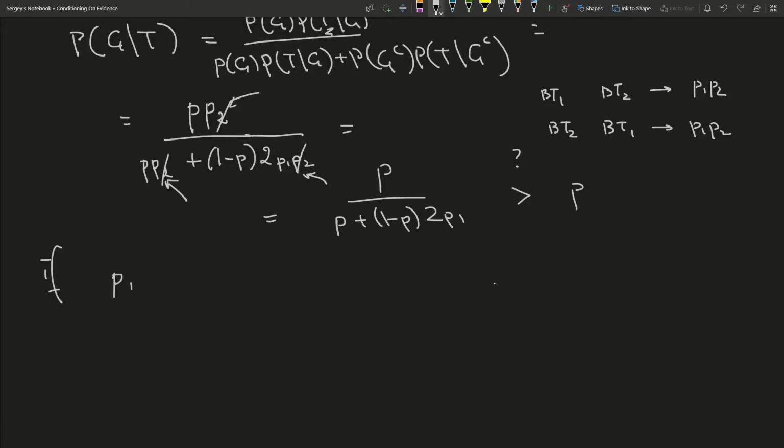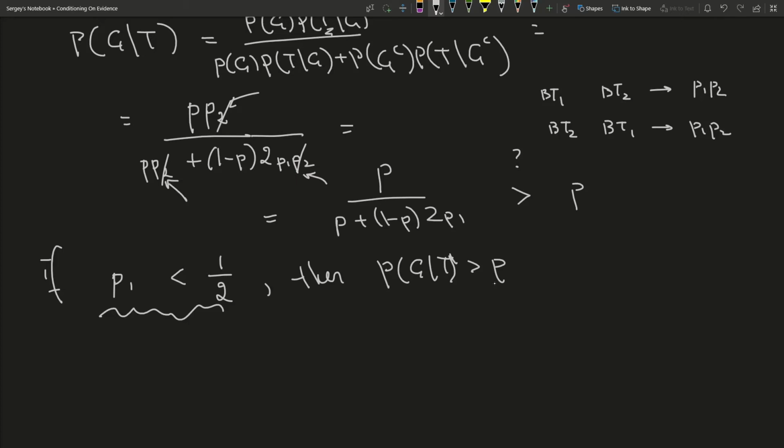So if P1 is less than a half, then the posterior probability is larger than the prior probability, P. And this makes sense because what this statement says is that blood type 1 is in fact rare. So if we observe blood type 1 at the crime scene and we know that our suspect has blood type 1, that is evidence in favor of our suspect being a criminal.